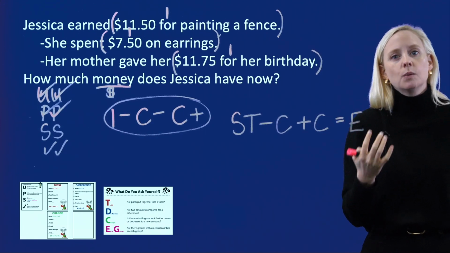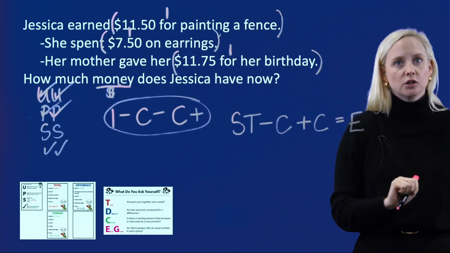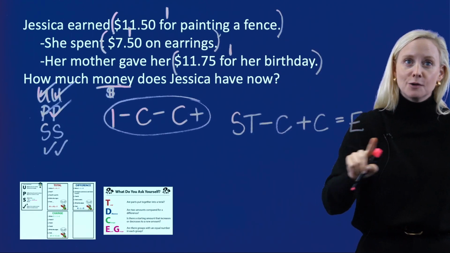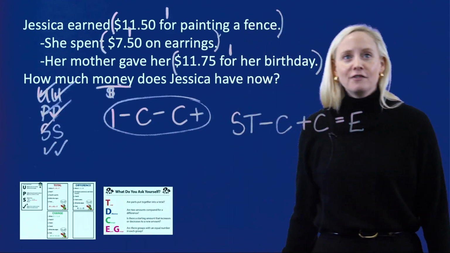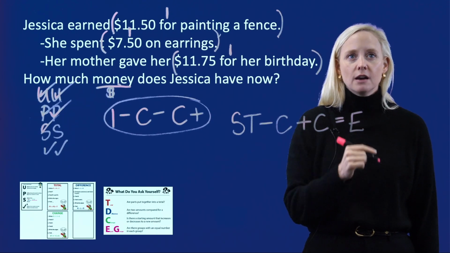So all we're doing when we have change problems with more than one change is just altering our change equation. So we have the starting amount minus the change amount plus the change amount equals the end amount. Now I think these are really fun to solve. So we can check off our first S, we've identified the schema, and now that we've written our equation, we can go through our steps.